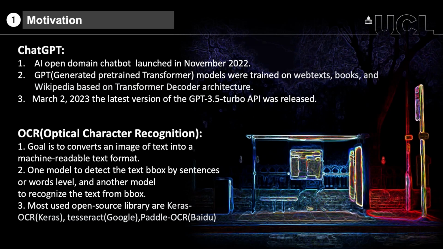ChatGPT is an AI open domain chatbot with its API released on March 2nd, 2023, and OCR is a goal to detect the text from an image, where you have two models. The first model tries to detect the text bounding box, and the second one tries to recognize the text from the bounding box.